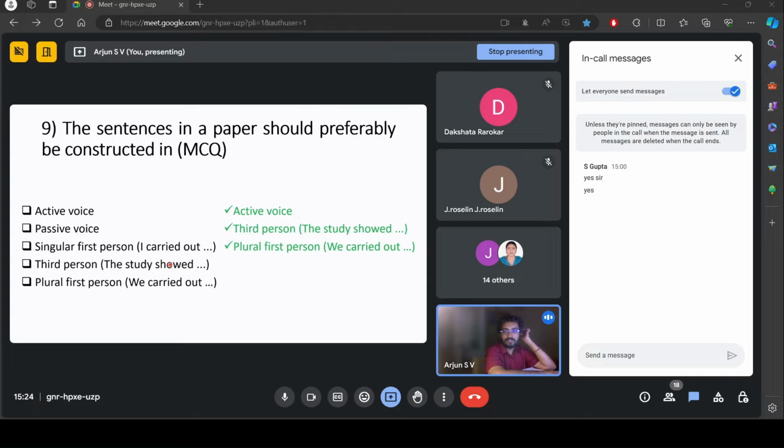We can also use passive voice, but its usage should be very little in a paper, very little in a PhD thesis. We can use active voice predominantly. It should predominantly use the third person and collective nouns, and it should use the plural first person.